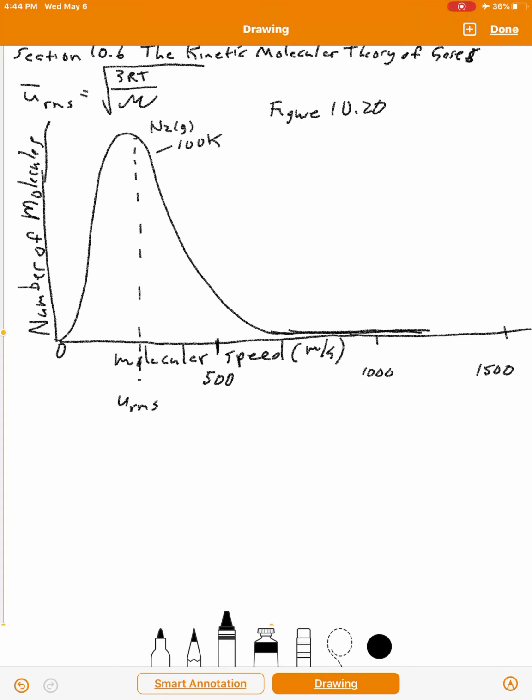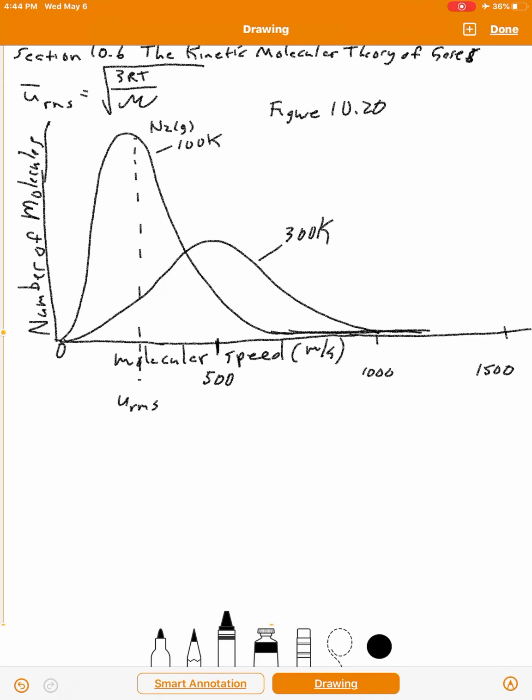Now what I'm going to do is increase the temperature up to 300 Kelvin. That's like a nice warm spring day, 27 degrees Celsius. It's the high 70s, maybe even 80 degrees. So as long as it's not too humid, that's okay. 300 Kelvin, and you get something that looks like this, approximately.